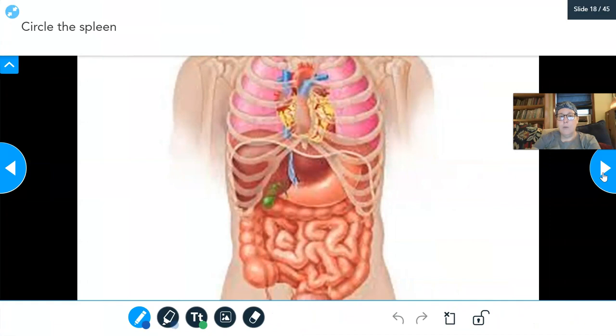And I want you to find the spleen in here. You may have to refer to your book and all of that. It's kind of hidden and tucked away, but just draw a circle around its location.